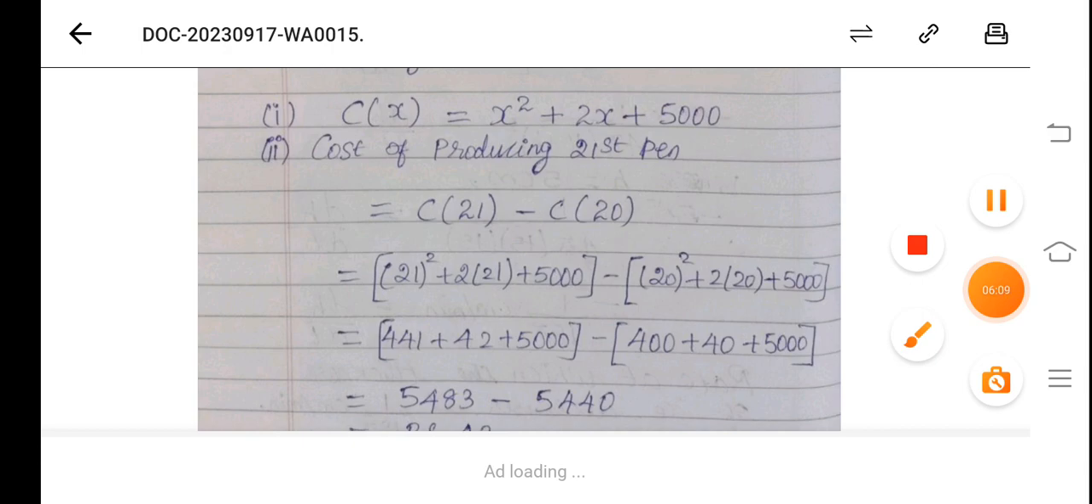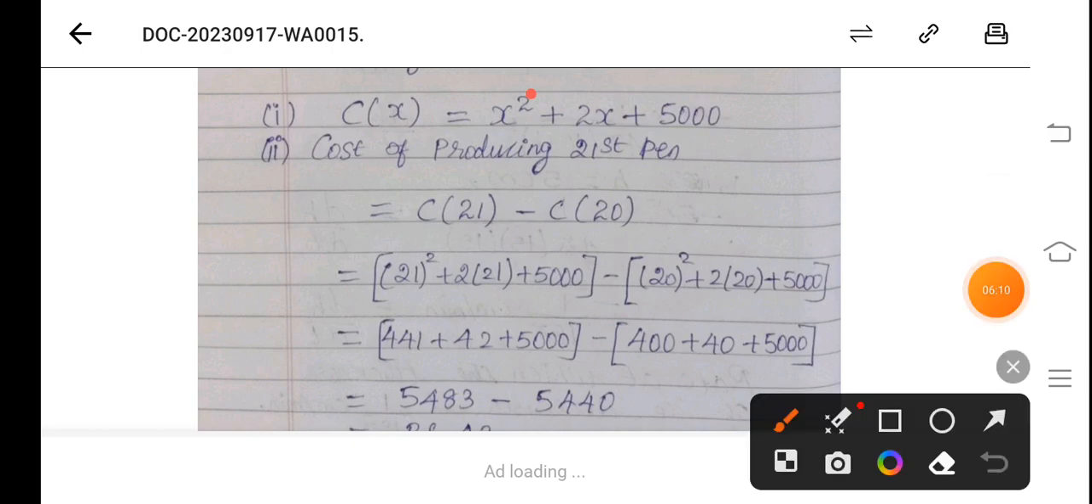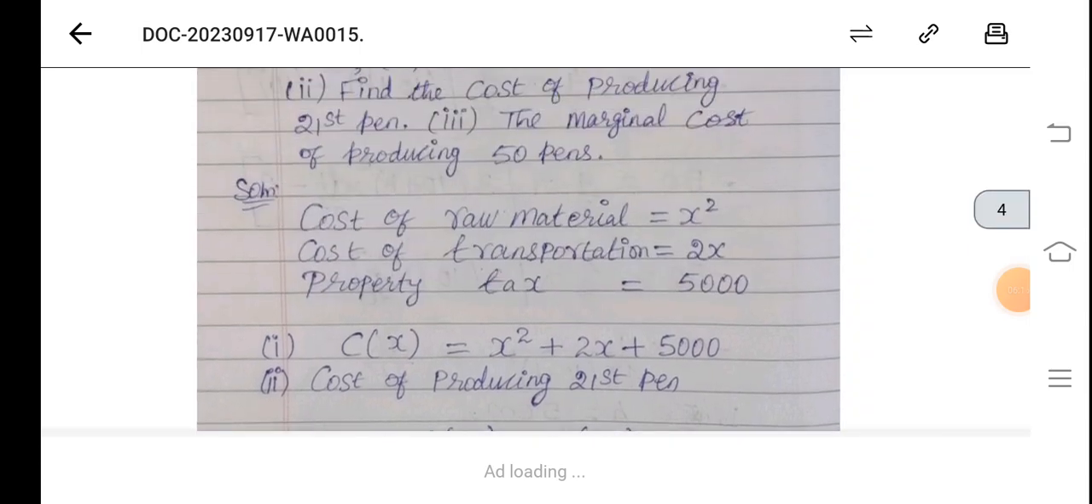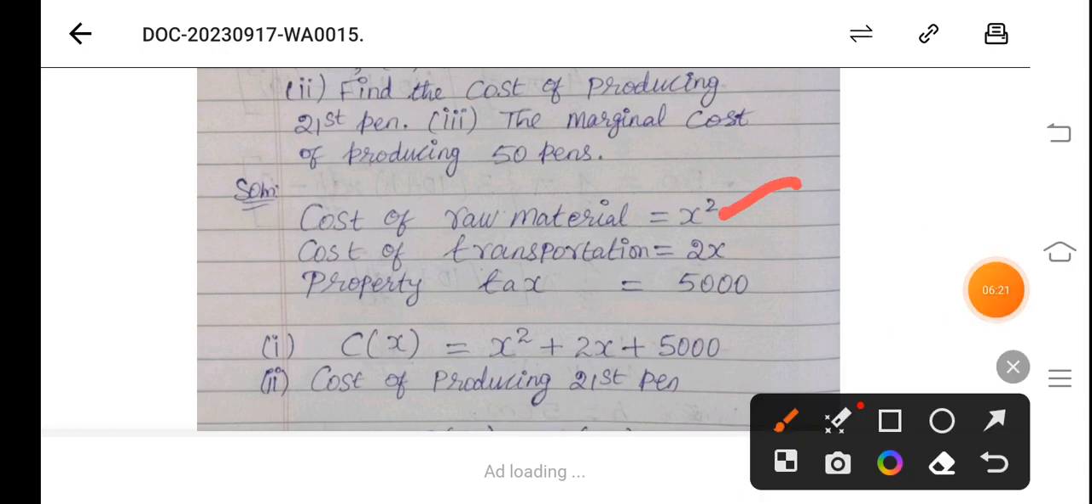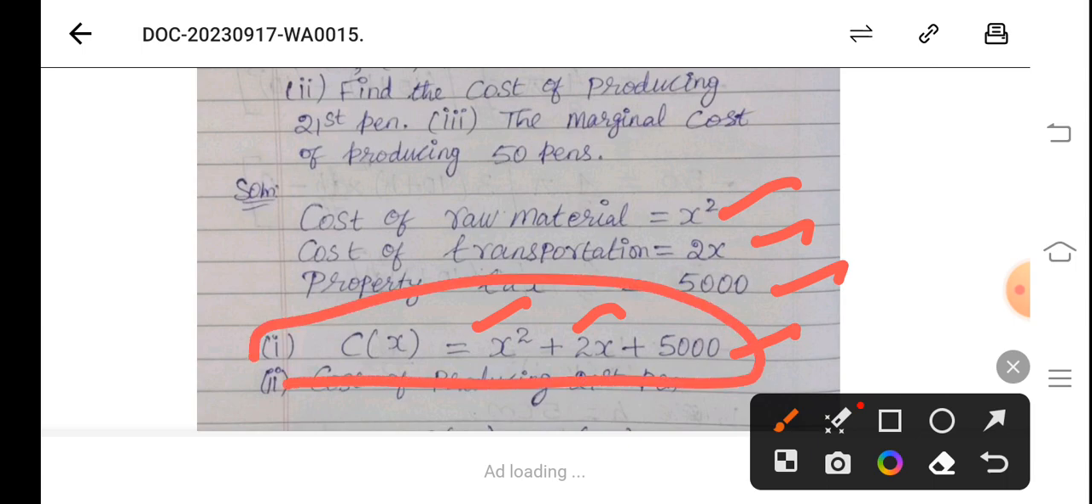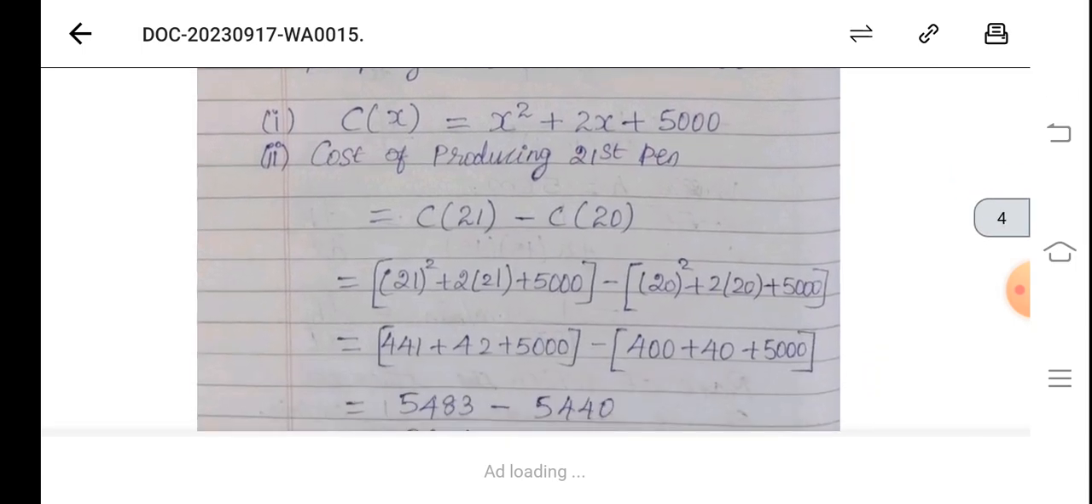First subdivision is as simple as it is going to add all the three things. What are all the three things you are adding? X square. So I want to find the overall cost function. We are going to spend for raw material x square, for transportation 2x, and to pay the property tax 5,000. Add all the three things to get C of x, the cost of producing.